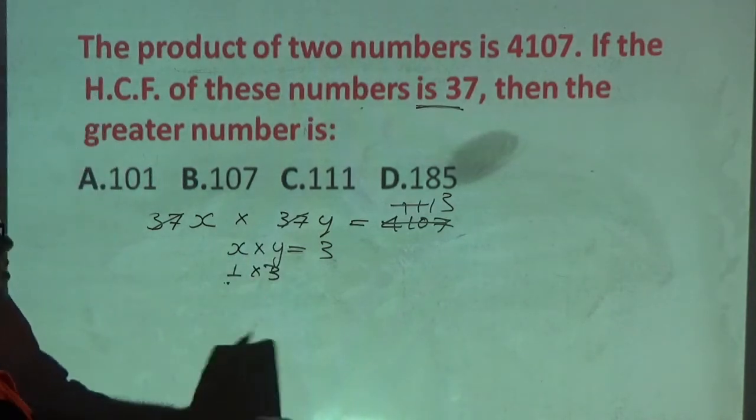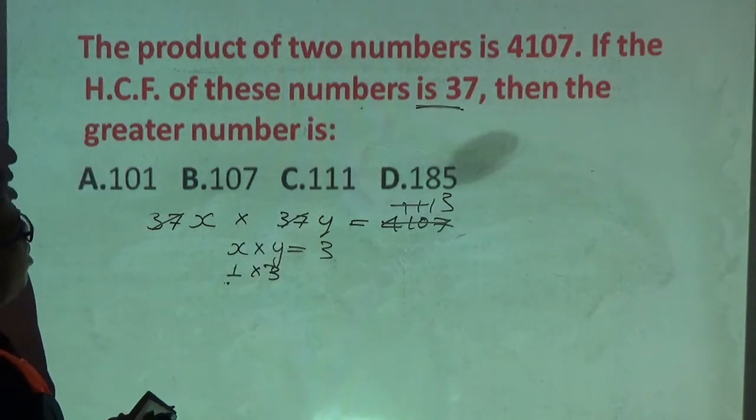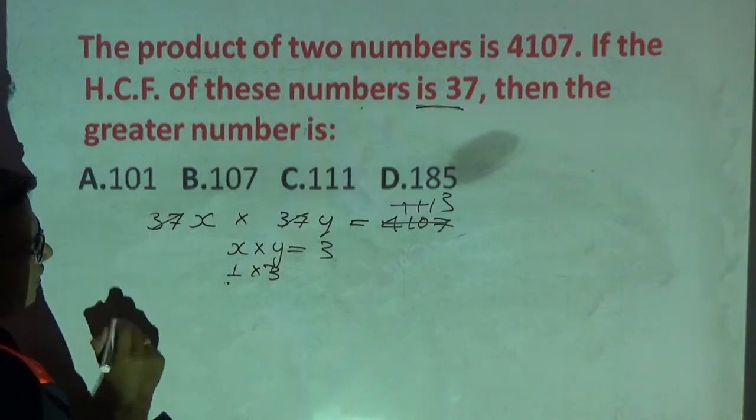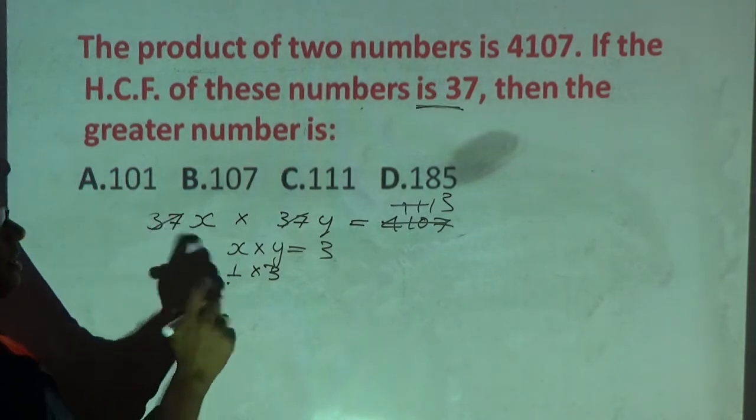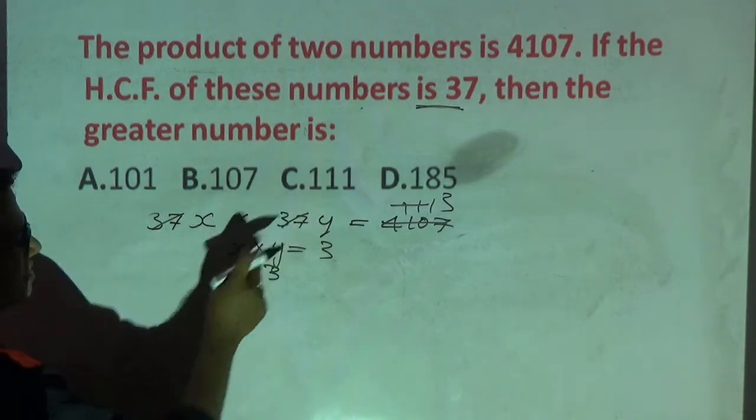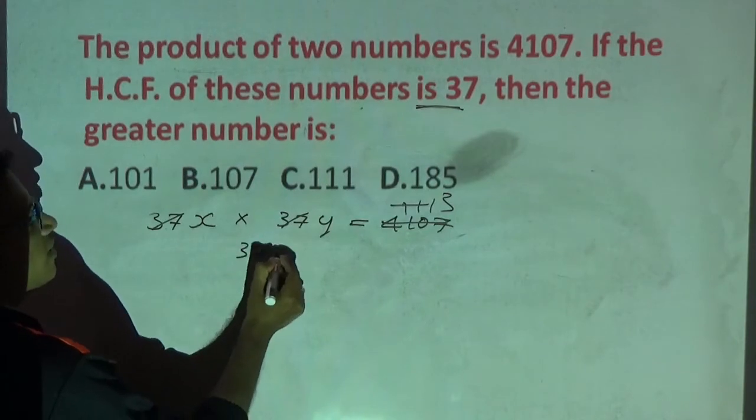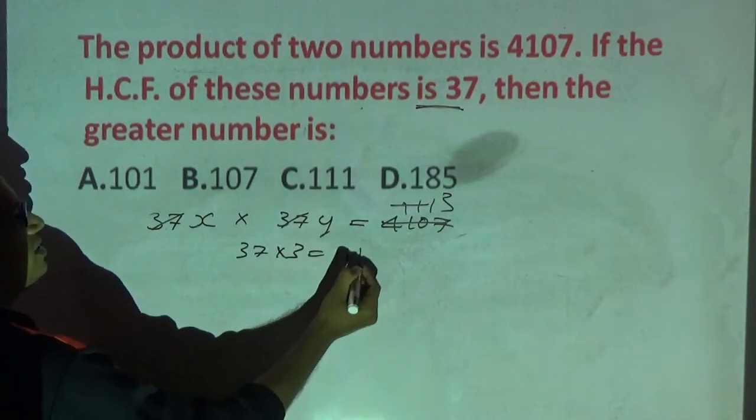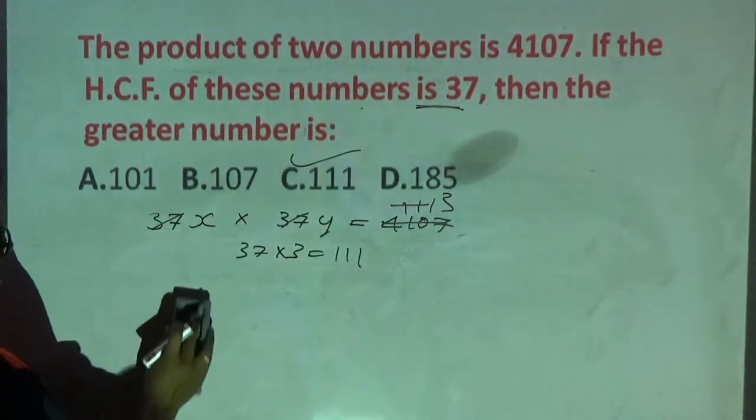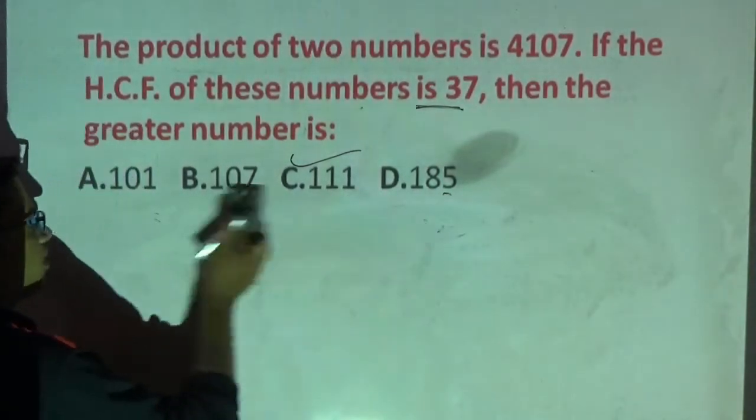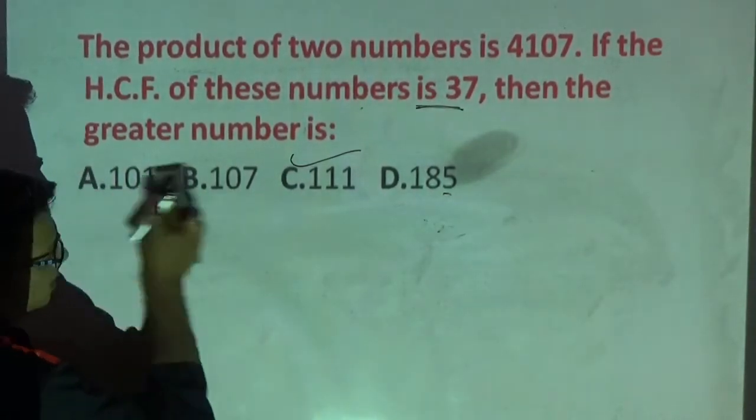They are not asking for the values of x and y, they are asking for the greatest number. One number is 37 into x, that is 37, but I want the bigger number, that is 37 into y. 37 three times is 111. The answer is 111. Option C. The answer for this question is option C. Hope you have understood with this example. I will go for the next problem.